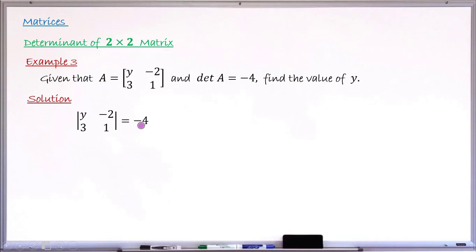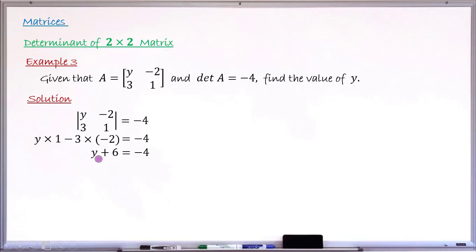Look at it. Remember, to find the determinant, we said the product of the entries diagonal down minus the product of the entries diagonal up. So I'm going to have something like this, that is y times 1 minus 3 times minus 2. Let me just write it. And this result will now be equal to this very determinant, which we have here as minus 4. So I'm simplifying this. y times 1 will give just 1y. And minus 3 times minus 2 gives a positive 6.